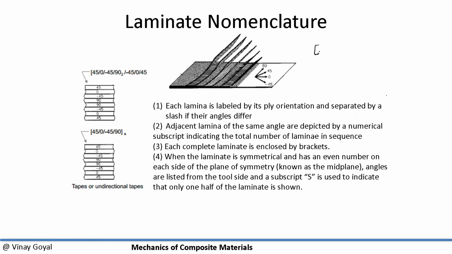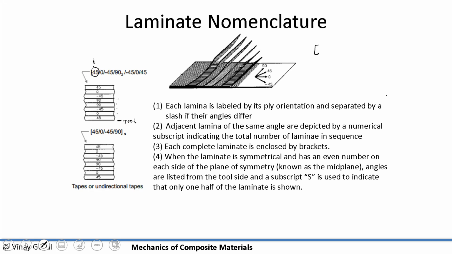You can see here the first one that we have is 45. And that one is the first one that goes against the tooling. So if there's a tooling surface, this first one usually goes against the tooling. That's the typical convention we use. After that, we go to 0, minus 45, 90, 90.